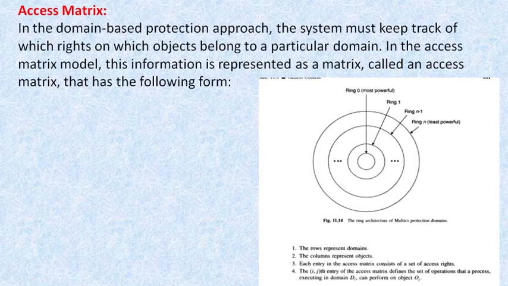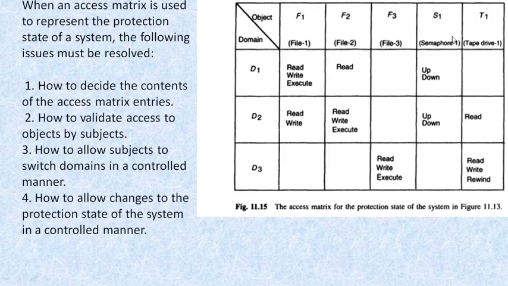So information is represented as a matrix, and it is called an access matrix. In the access matrix model, we have the information in a matrix format which consists of rows and columns, and it is represented in this form.